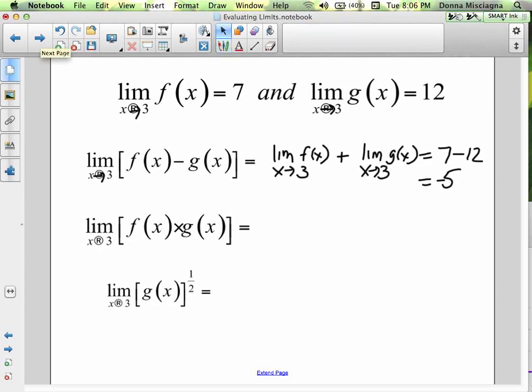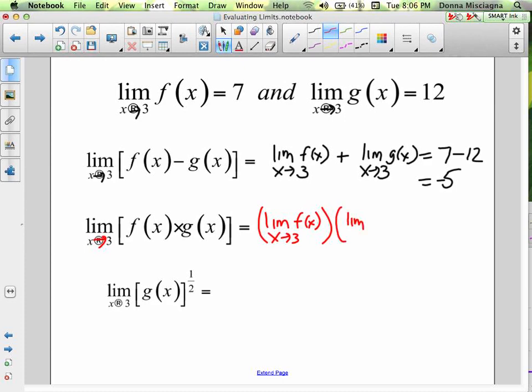Moving down, right? So the limit as x approaches 3 of f of x times g of x is going to be the limit of f of x as x approaches 3 times the limit of g of x as x approaches 3. And so that's going to be equal to, now we can do the substitution, 7 times 12, so that's going to be 84.